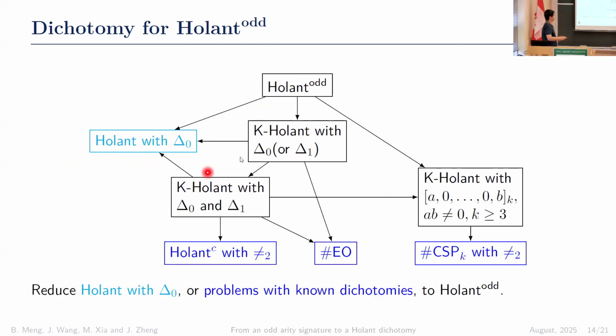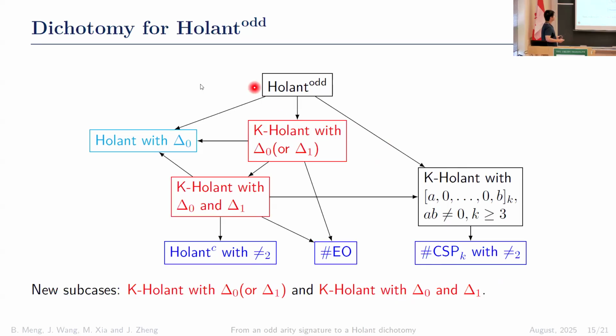And you can see that there is a lot of case analysis, but finally we reduce to either Holant with a delta 0 signature or problems with known dichotomies. This framework is also used in the proof for the real-valued Holant dichotomy. Our main difference is that most unary signatures in the real-valued setting can be directly transformed into delta 0. But in our setting, there are 2 exceptions, which in a K-Holant view are delta 0 and delta 1.